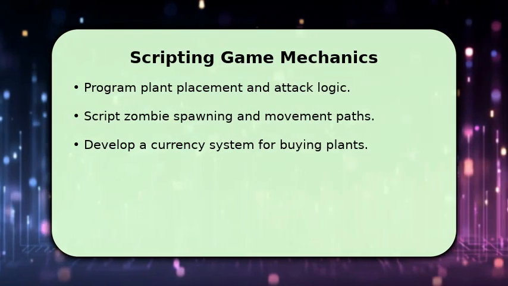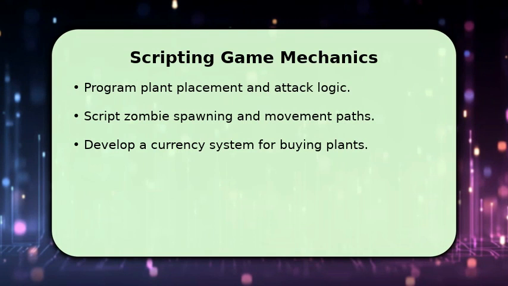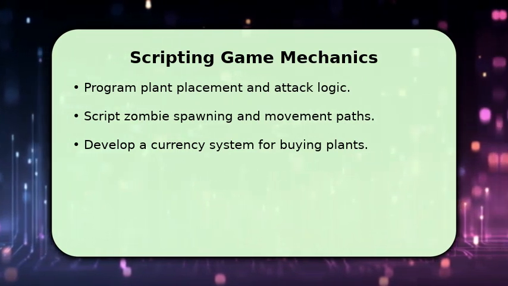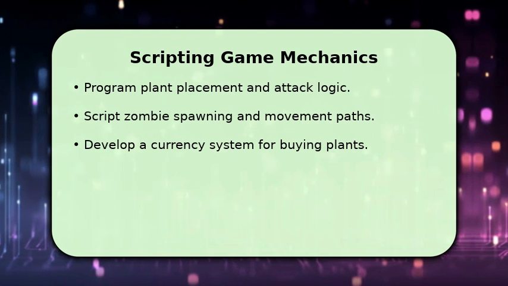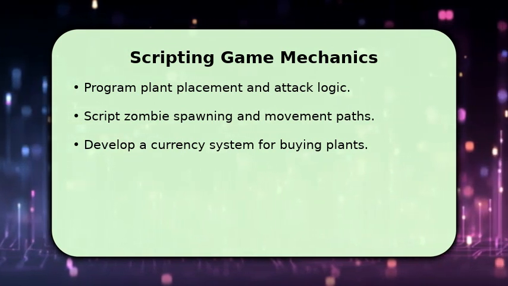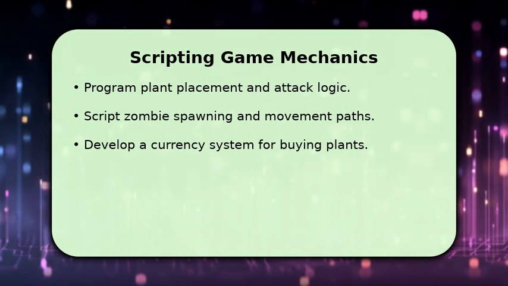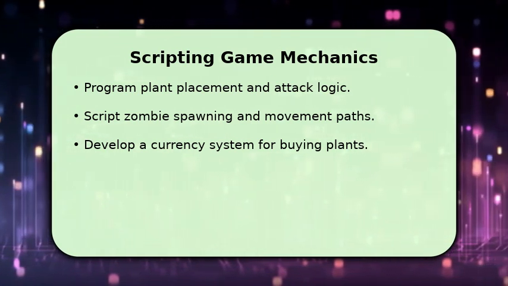Now dive into the core scripting using Lua. Program the logic for players to place plants on the grid and for plants to attack approaching zombies. Script the spawning of different zombie types, perhaps every 30 seconds, and define their movement along the lanes.